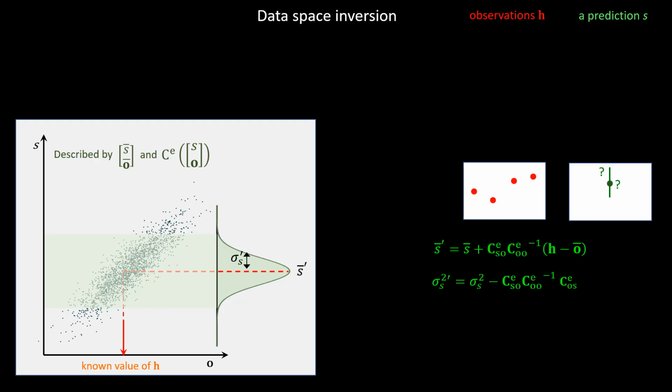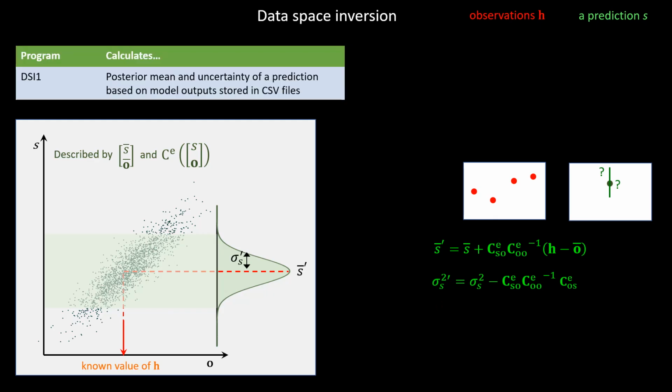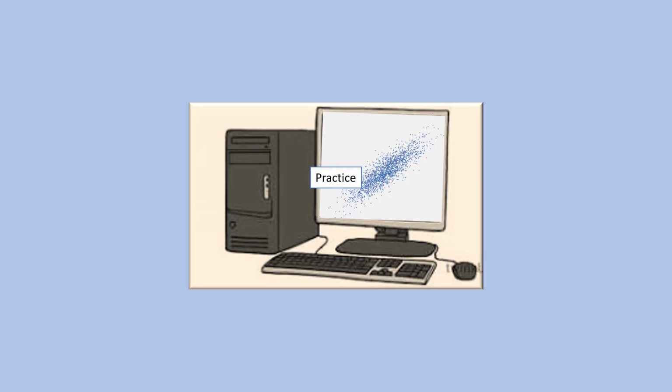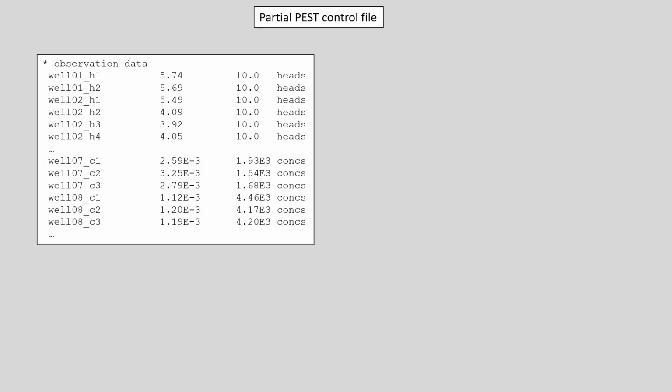These formulas are used by a program named DSI-1 that's available through the PEST suite to provide the expected value of a prediction and its uncertainty based on the outcomes of a few hundred model runs calculated in the way that we've just discussed. That's the theory behind DSI-1. Now let us look at how to use DSI-1.